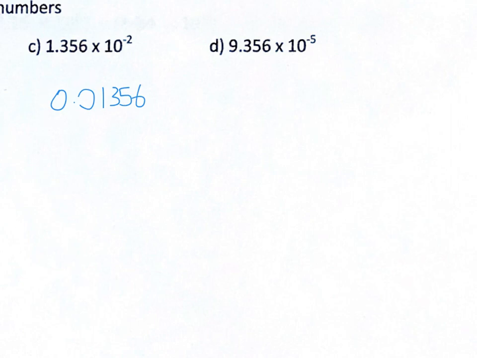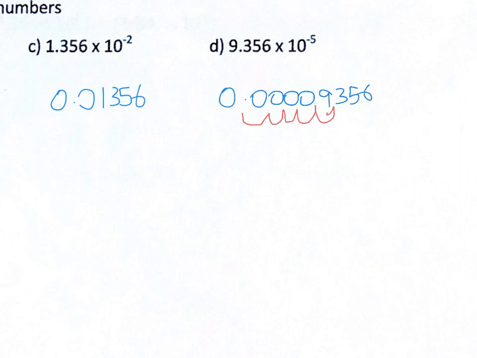In example D, we've got a power of minus 5, so that means there's going to be 5 zeros in total. 0.1, so we've got 1, 2, 3, 4, 5 zeros, and then 9356. As a check, we can see how many times the decimal point has been moved. We can see it's been moved once, twice, 3, 4, 5 times, and in the previous example, 1, 2, which is the same as the powers above.